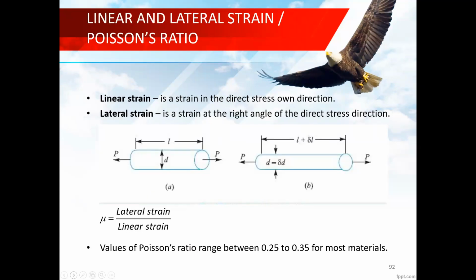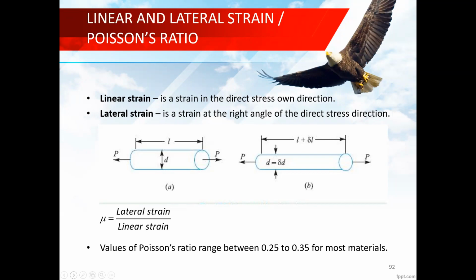Next, linear and lateral strain, Poisson's ratio. So, linear strain is a strain in the direct stress direction. Lateral strain is a strain at right angle of the direct stress direction. Sa figure naman, di ba? So, pag in-stretch mo siya, so diameter, liliit. Pag kinumpress mo siya, so, yan.